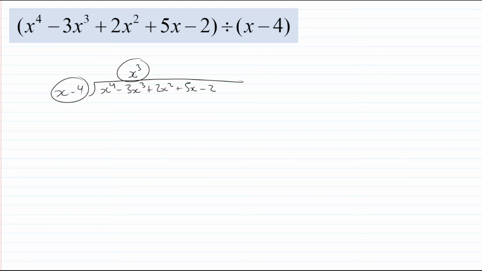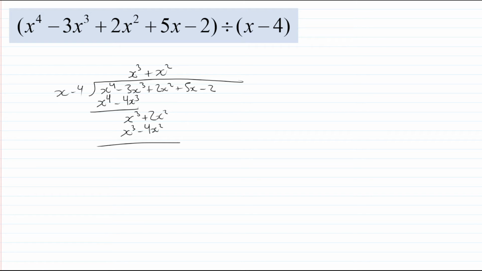And we'll multiply these two here. And that gives us x to the power of 4 minus 4x cubed. Okay, there we go. And subtract. Be careful here. Negative 3 minus negative 4 is like negative 3 plus 4, which is 1. So we have 1x cubed. Bring down the next term here. And repeat the process. X cubed divided by x. Well, that's x squared. So we'll write plus x squared. Multiply by our divisor. And that gives us x cubed minus 4x squared.